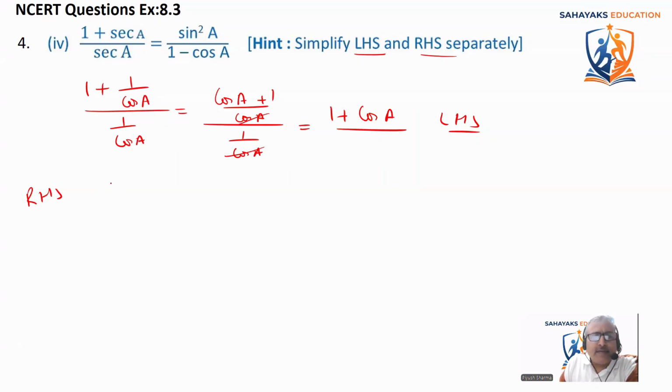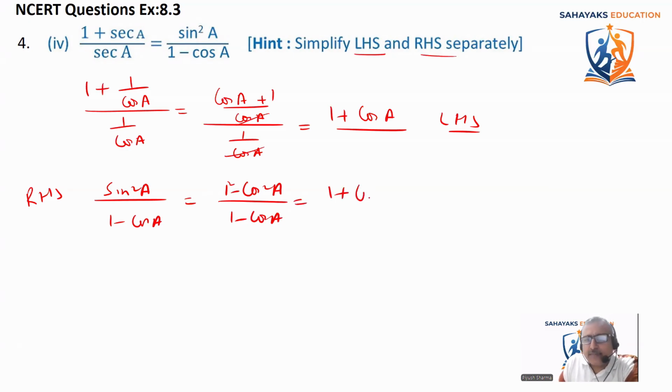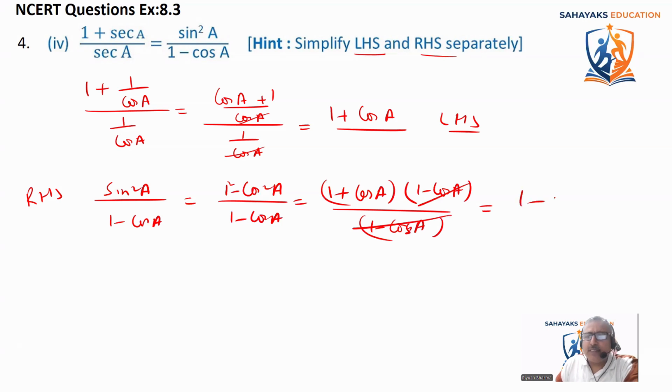Now for RHS, we have sine square a divided by 1 minus cos a. So sine square a, I can write as 1 minus cos square a divided by 1 minus cos a. Now I can write it as 1 square minus cos square a. So it becomes a square minus b square. So I can write it as (1 plus cos a) into (1 minus cos a) divided by 1 minus cos a. Now 1 minus cos a will cancel out. It becomes 1 plus cos a. So here LHS is equal to RHS, and that's why it is proved.